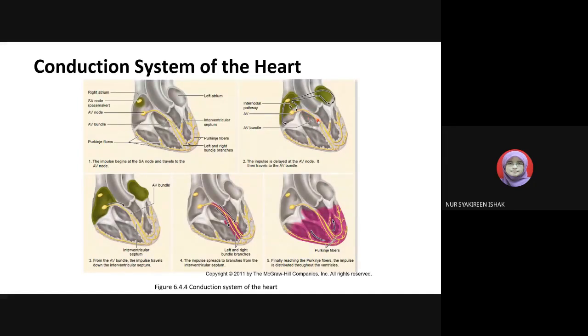So as the impulse spreads through the AV bundle at the septum here, it then moves upward to the Purkinje fibers of the wall of the ventricle and causes the ventricle to contract. Okay, that is basically the conduction system of the heart.